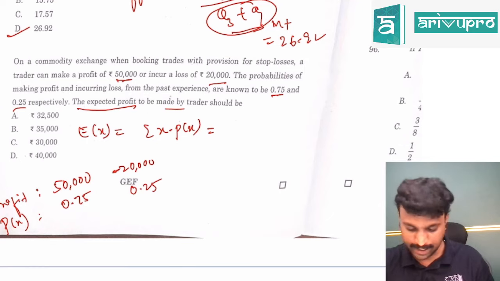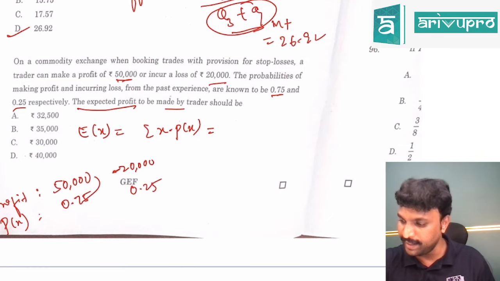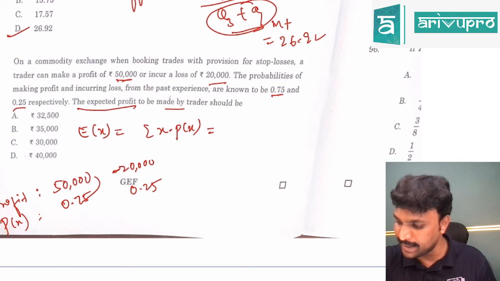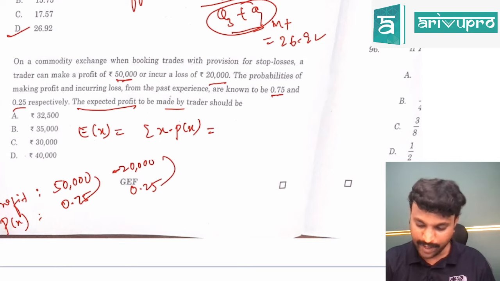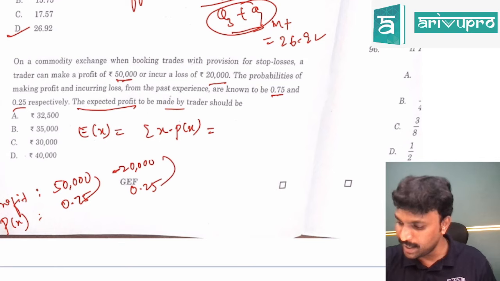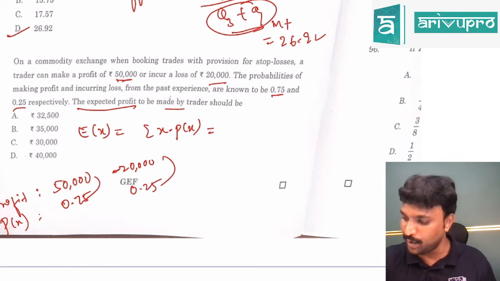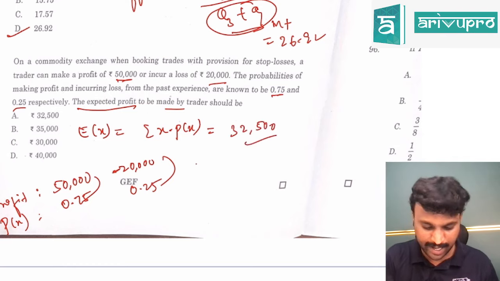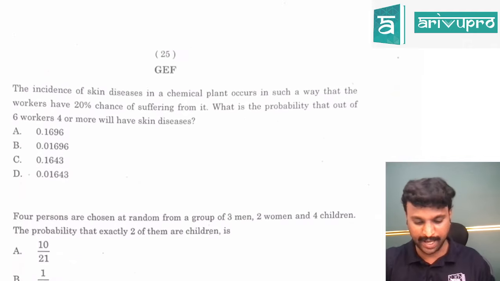So take your calculator. 50,000 into 0.75, M plus. Then 20,000 into 0.25, it's a negative value, M minus, MRC. So 32,500 is the expected profit. So option A is the answer.